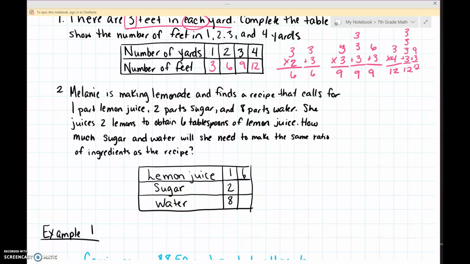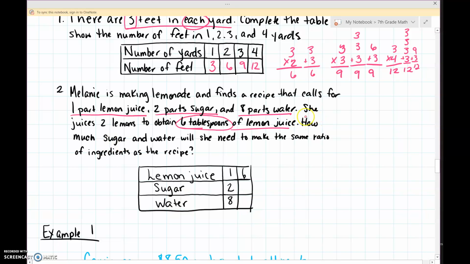All right, so we made our table. We have 1 part lemon juice. Notice it doesn't tell me a measurement. It just tells me part. So I could do any measurement. That's what it means when I say parts. I have 2 parts sugar and 8 parts water. So 2 lemons gave her 6 tablespoons of lemon juice. So I've filled that in my next column. How much sugar and water?